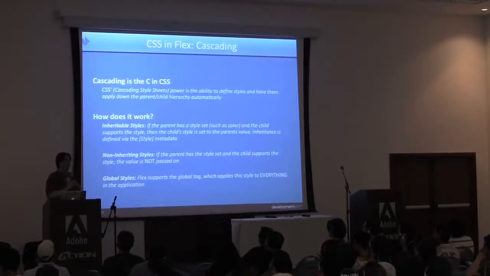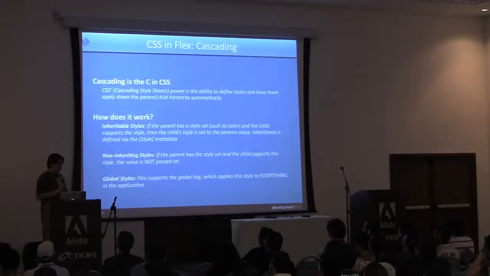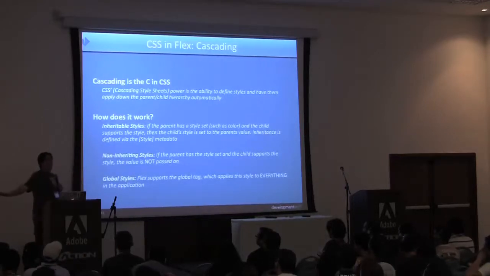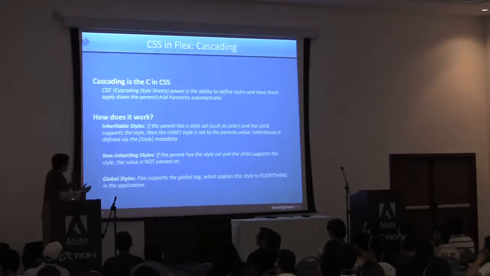And then the final type is a global style. For a global style, we use a special keyword called global. So it's global, curly bracket. That says everything, no matter what you are, gets this property. I can set the color to white for everything in my entire application using global, and it gets globally applied.